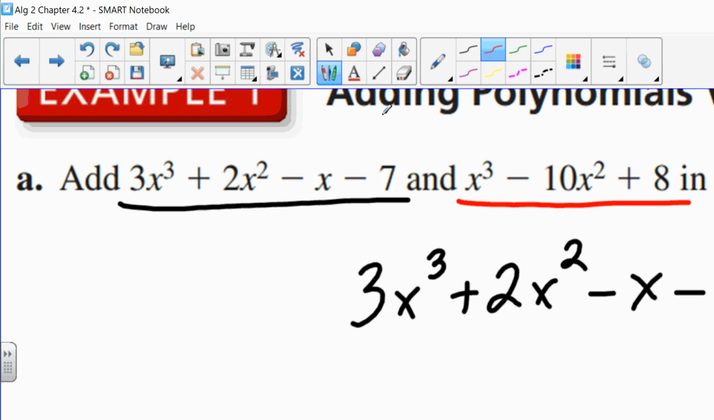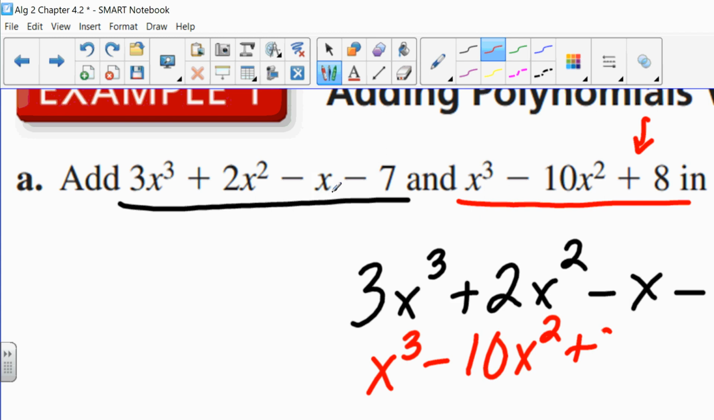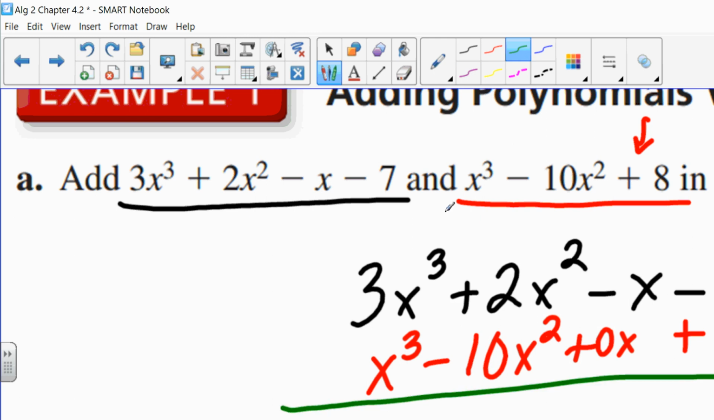So we do have an x cubed, so I'll put it under 3x cubed. Minus 10x squared, we'll put it under the x squared. Do we have an x term here? No. So we could put plus 0x, and then we can have plus 8. Because in the first one, I just left it blank, because we can either leave it blank or put 0x to take its place. But we just need to make sure that we have all the like terms lined up.